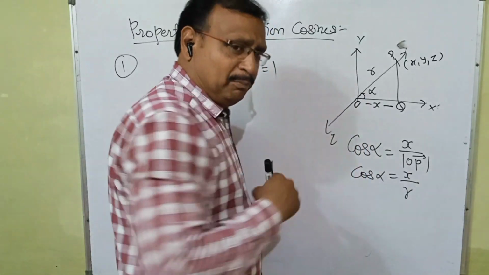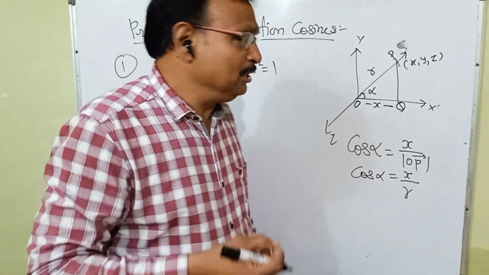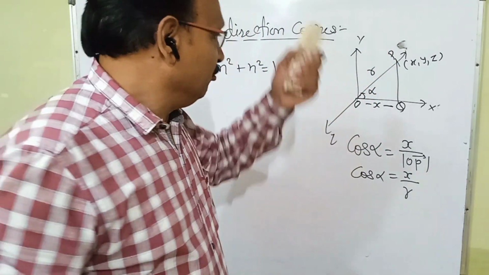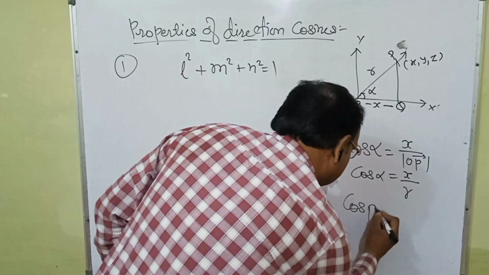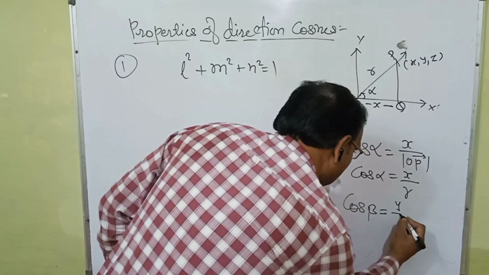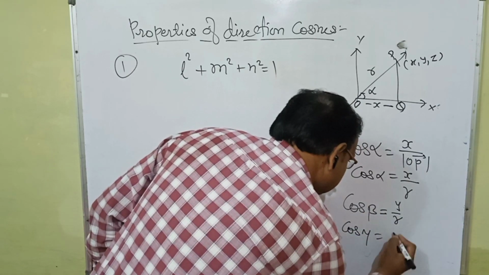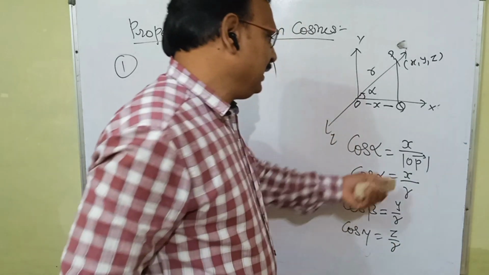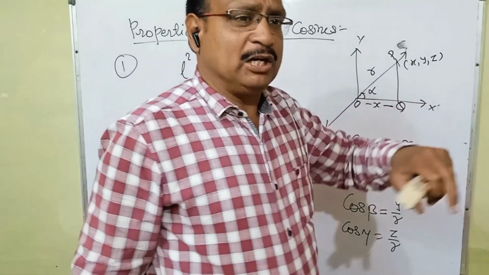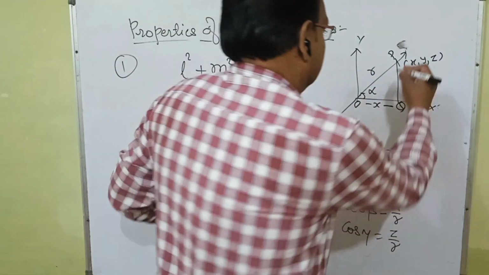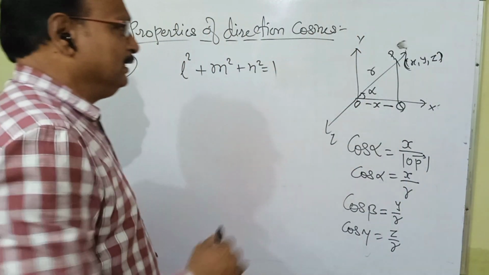Again, beta is the angle made by OP vector with y axis in positive direction. Cos beta is equal to y upon r and cos gamma is equal to z upon r. R is the magnitude of OP vector.